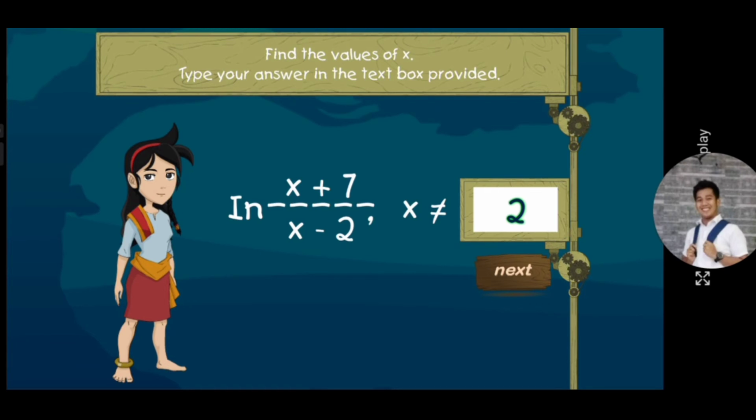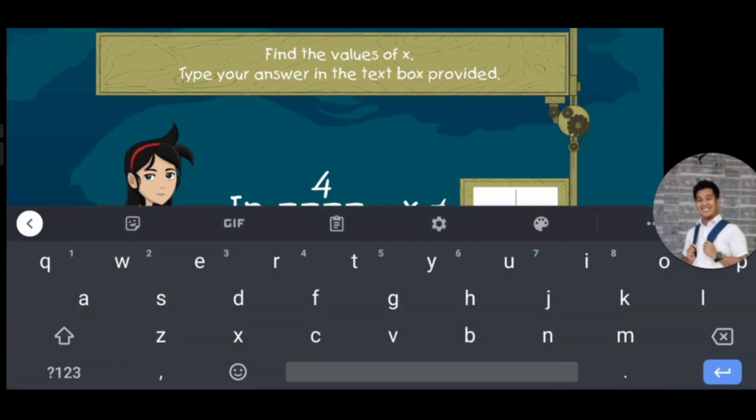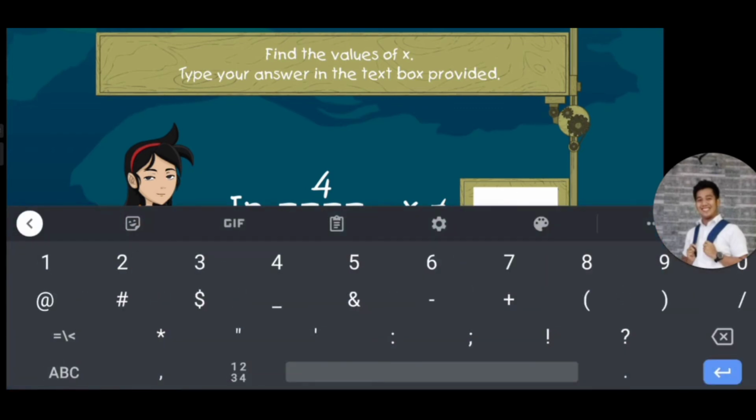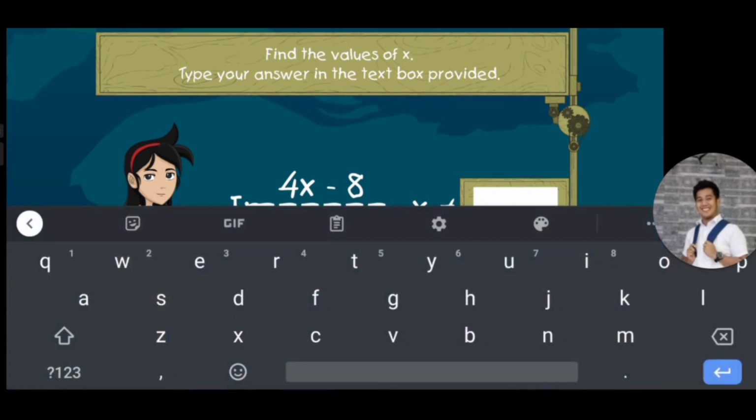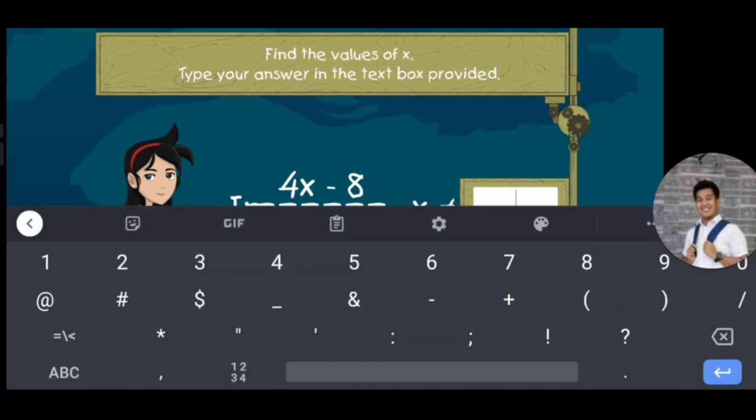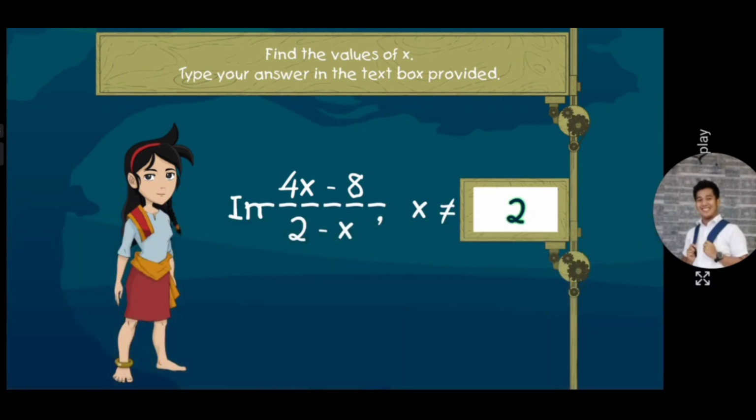I hope you are following. Next, in 4 over 12x, x is not equal to, what are we going to multiply to 12 to make it 0? It is 0. So, that's it. Next, let's continue. In 4x minus 8 over 2 minus x, what is the value of x? Yes, it's 2. 2 minus 2 is 0.